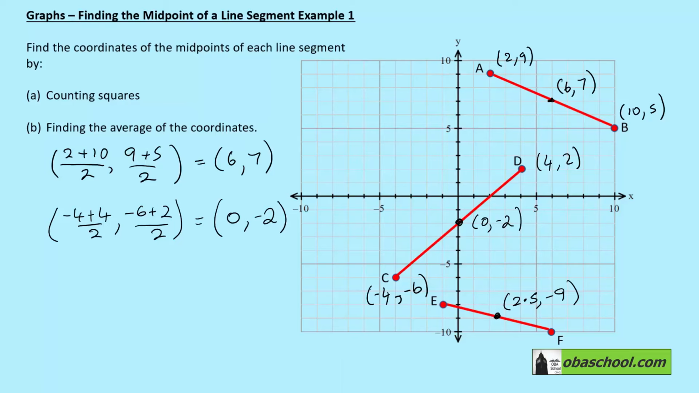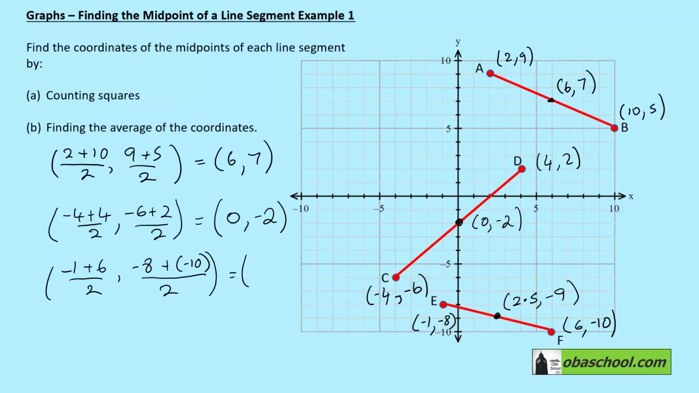And finally here, E is at -1, -8, and F is at 6, -8. So x coordinates are -1, add 6 divided by 2, and then, oh, it's not -8, it's -10. That was a silly mistake. And so we've got -8, add -10 divided by 2.